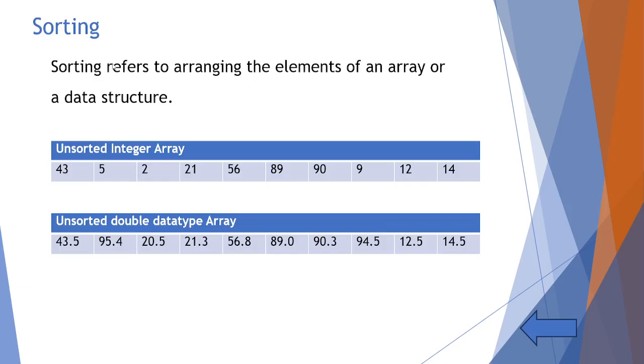Sorting refers to arranging the elements of an array or a data structure like linked lists. Now, an unsorted integer array like 43, 5, 2, 21 is unsorted. A double data type array also has 12.5 almost at the end, whereas 43.5 is at the beginning. And a string array also: Raghav, Manas, Arvind, Bhushan. Arvind should be at the beginning and Raghav should be at the end.